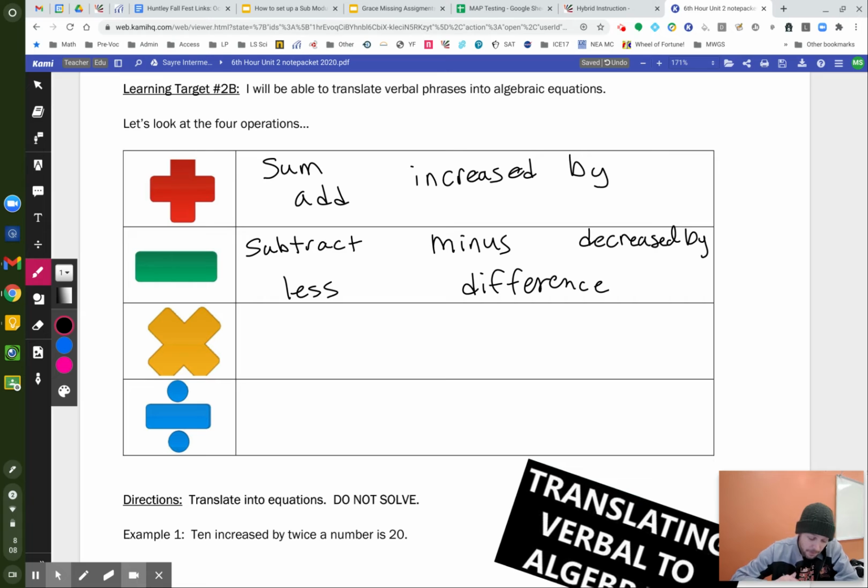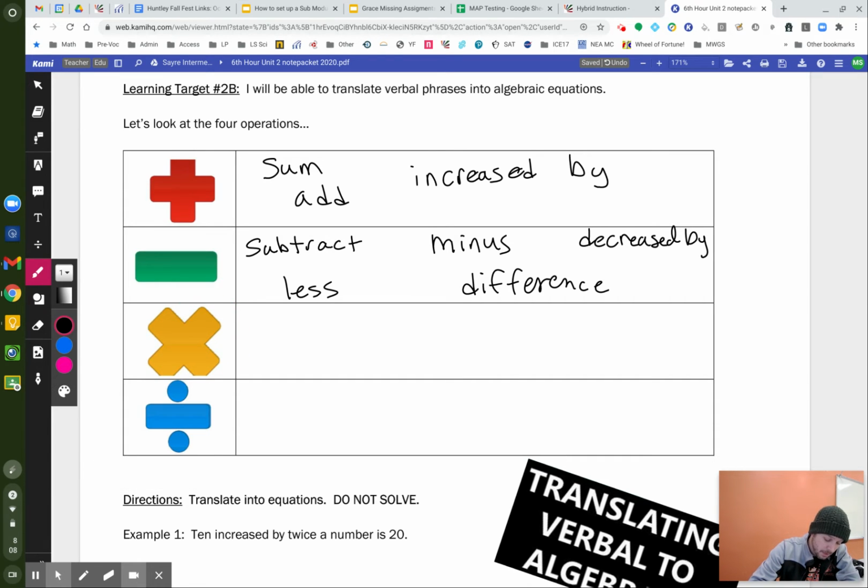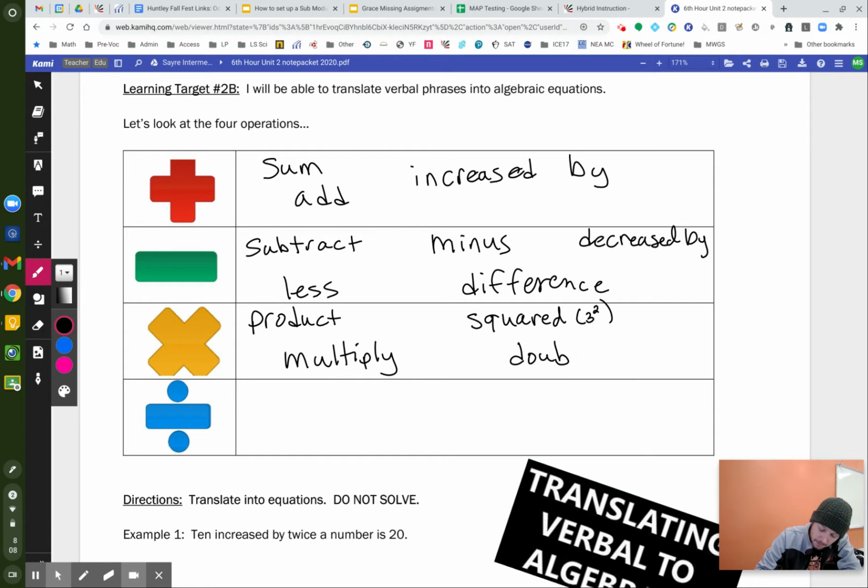And then for this guy here, our multiplication symbol, some of the words that you might see would be product, multiply, squared, which is a special one, right? That's like the power of, to the second power. And then you also have double, okay? Or triple or quadruple, those kind of things.